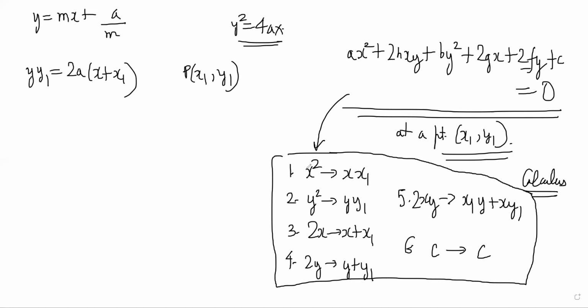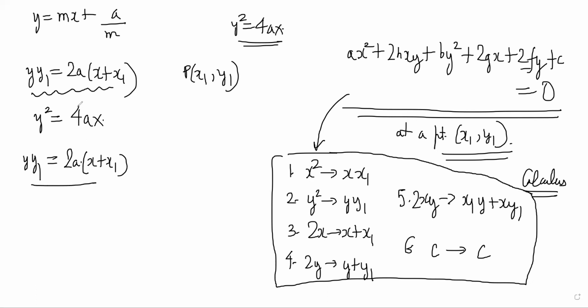This is very useful because now see, if you have a parabola like this, I have derived this by the calculus method. Now, what can I do for the tangent at x1, y1? I'll just replace y square with y y1. And here there is a 2x, so 2a is there and then instead of 2x, x plus x1. It's the same equation.